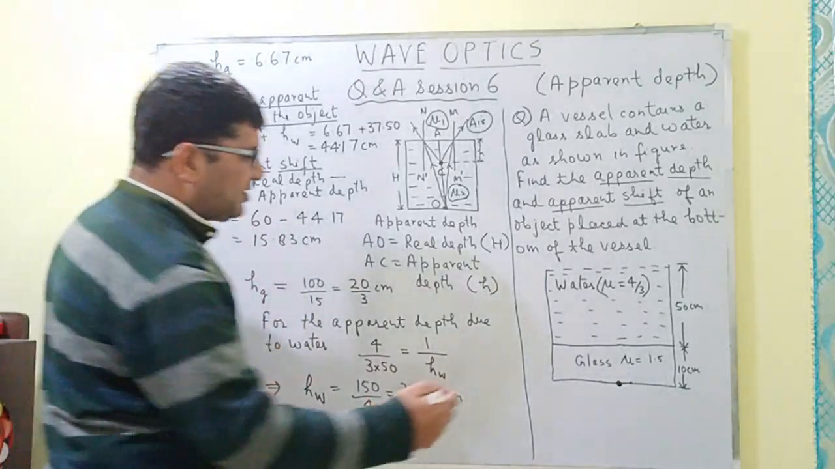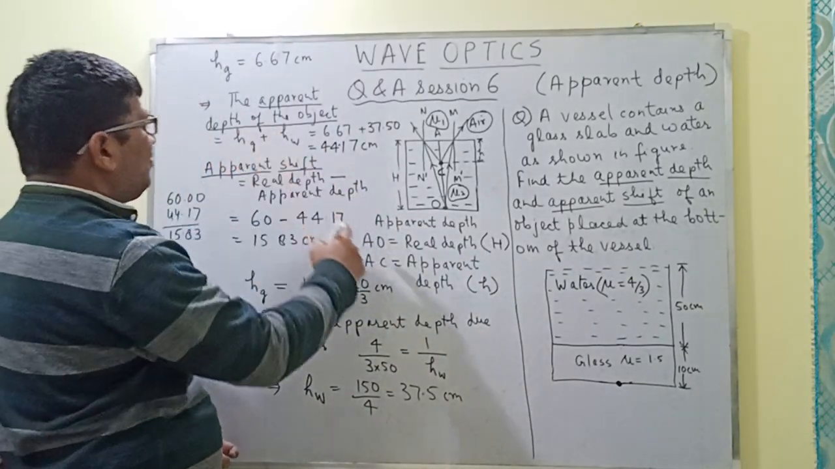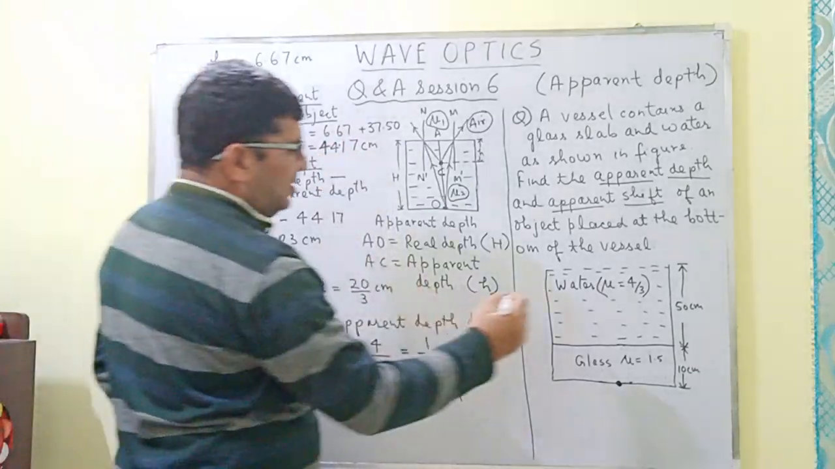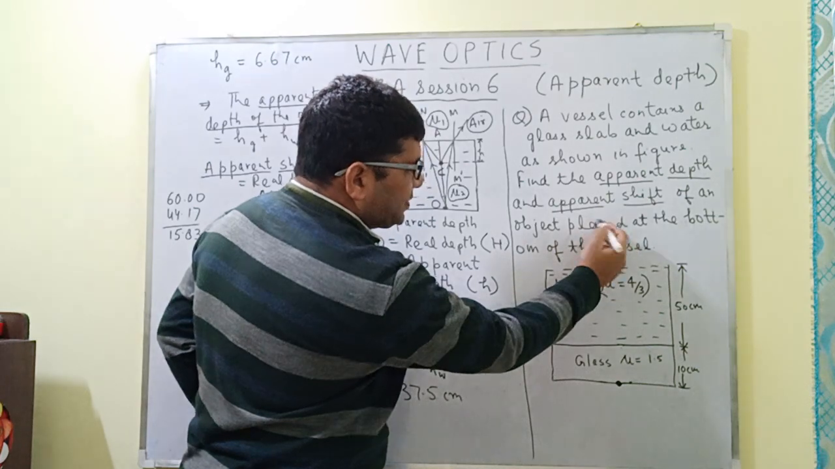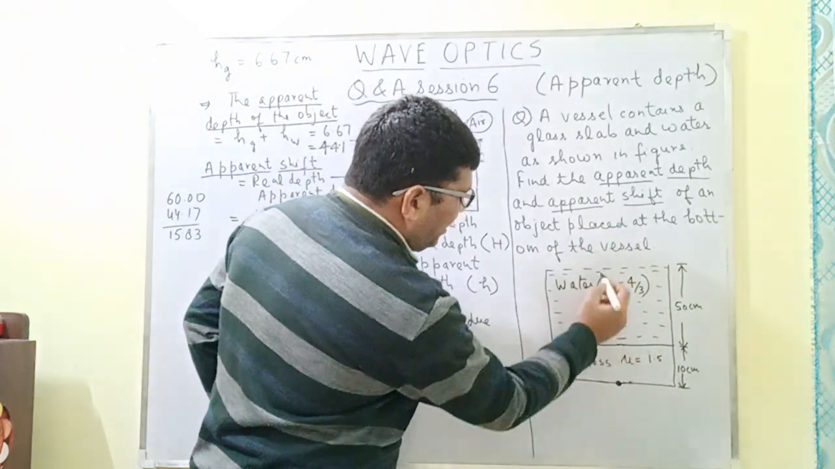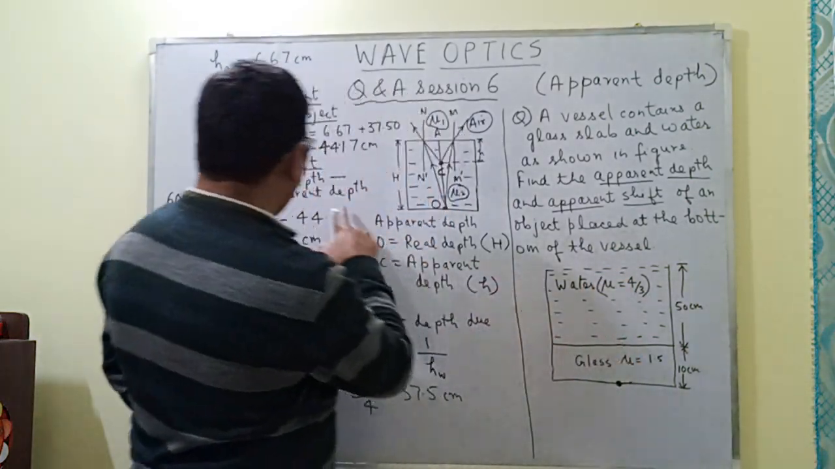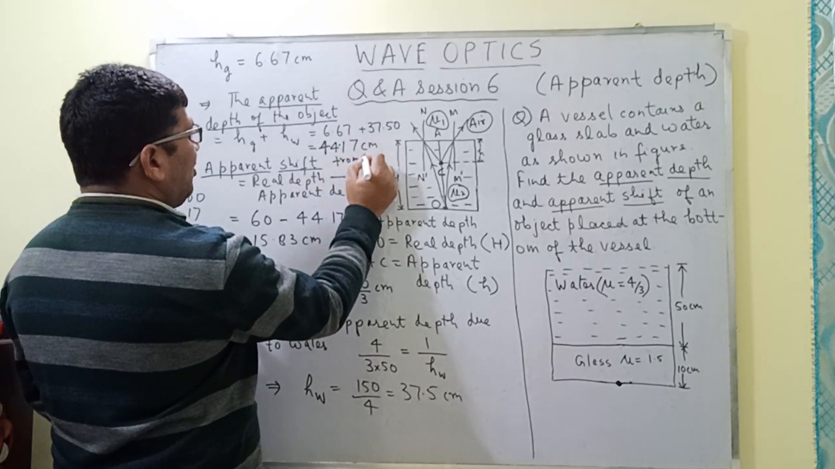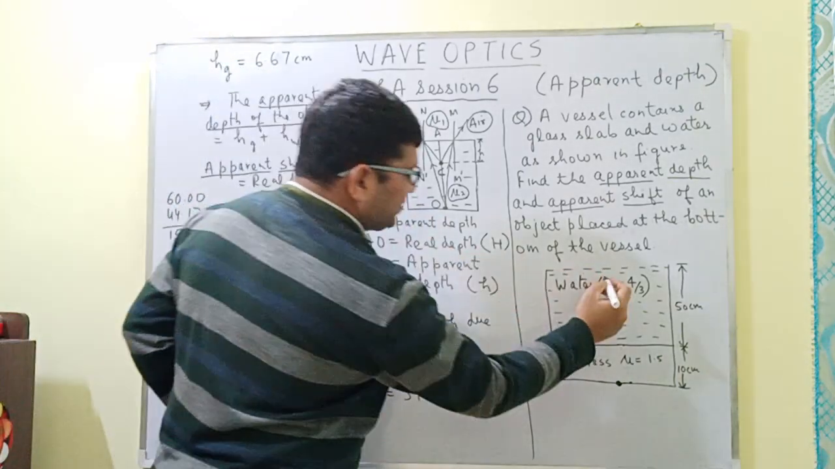Now this apparent shift basically is, see, the apparent depth of the object is equal to 44.17 centimeter. It means that this object will be perceived by the person who is seeing this from the top. He will perceive this object at a depth of 44.17 centimeter from the top. That is from this surface.